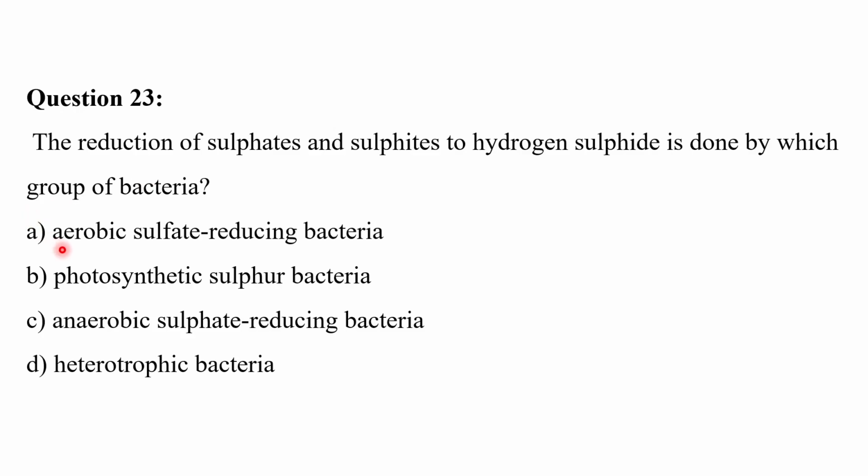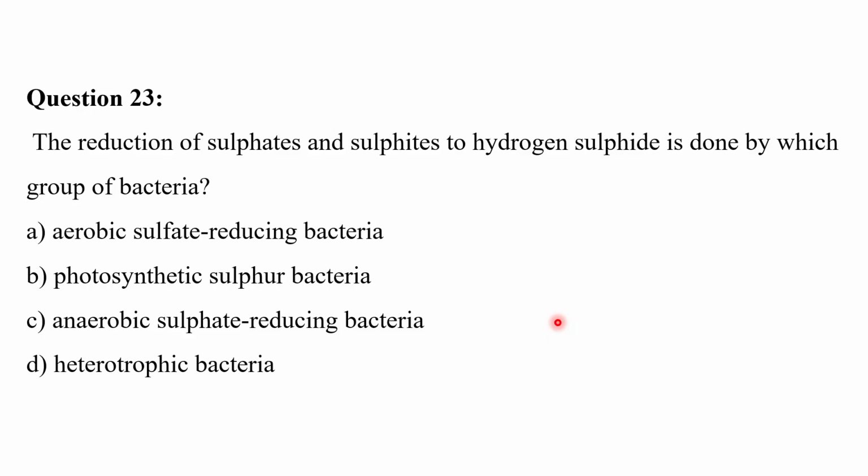Option A is aerobic sulfate reducing bacteria, option B is photosynthetic sulfur bacteria, option C is anaerobic sulfate reducing bacteria, and option D is heterotrophic bacteria. So you had seen in the Winogradsky column, H2S was being released upwards, right? So yes, the answer is option C, anaerobic sulfate reducing bacteria.